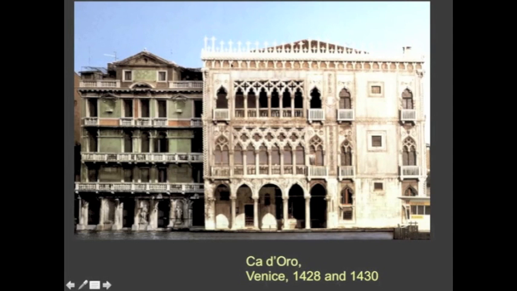You can kind of see the result of these perpendicular bearing walls. The result is that the stuff in between can dematerialize. The screen wall facing the canal has no structural value whatsoever. It's hung between these bearing walls. And so you get this laciness, this dematerialization of surface in Venice that's really quite extraordinary.